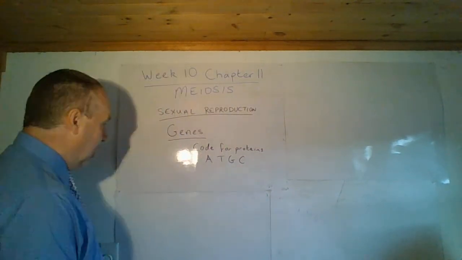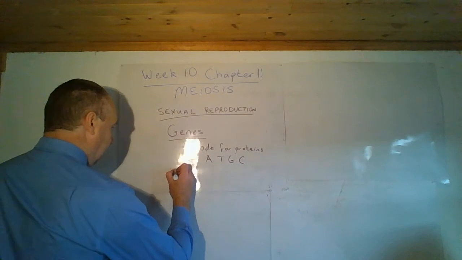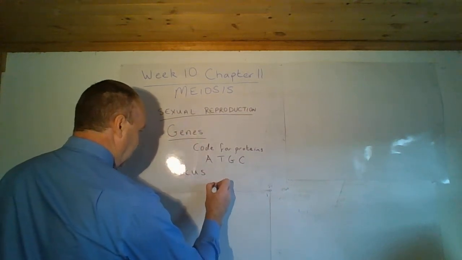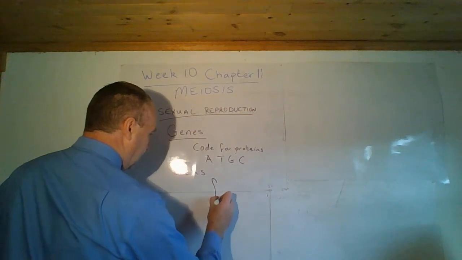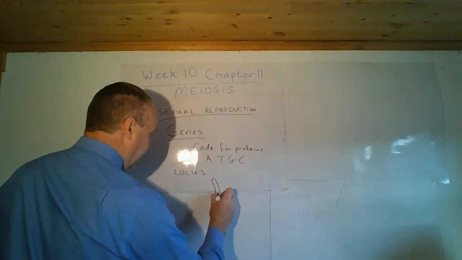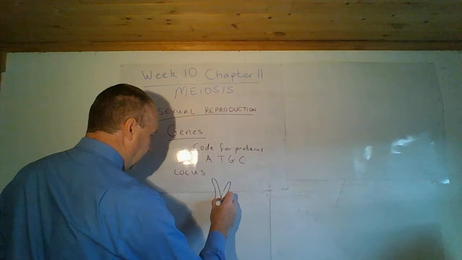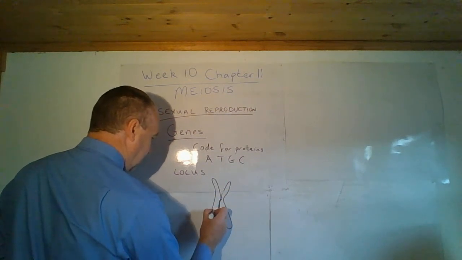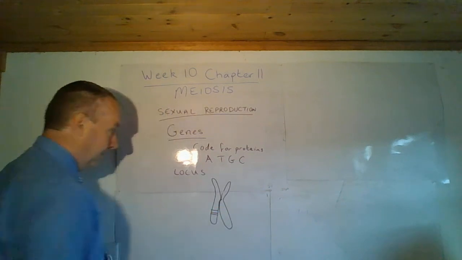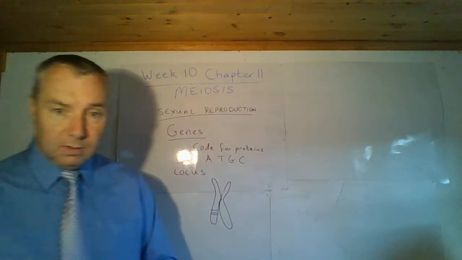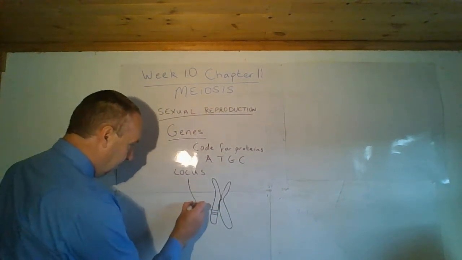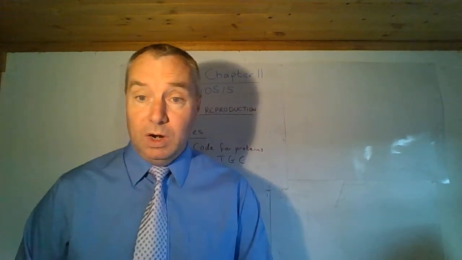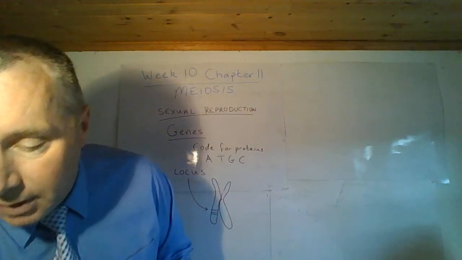So a locus is the place on a chromosome where we will find a particular gene. So let's say it's right here. That would be a locus. So a place on a chromosome where a particular gene is found.